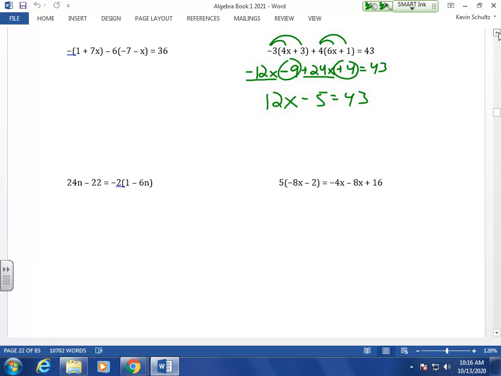So distribute twice, combine like terms, and now we have our 2-step equation. The opposite of subtracting 5 is adding 5. So we get 12x equals 48. Divide both sides by 12. And we get 4. Seems like a common answer on this page, 4.